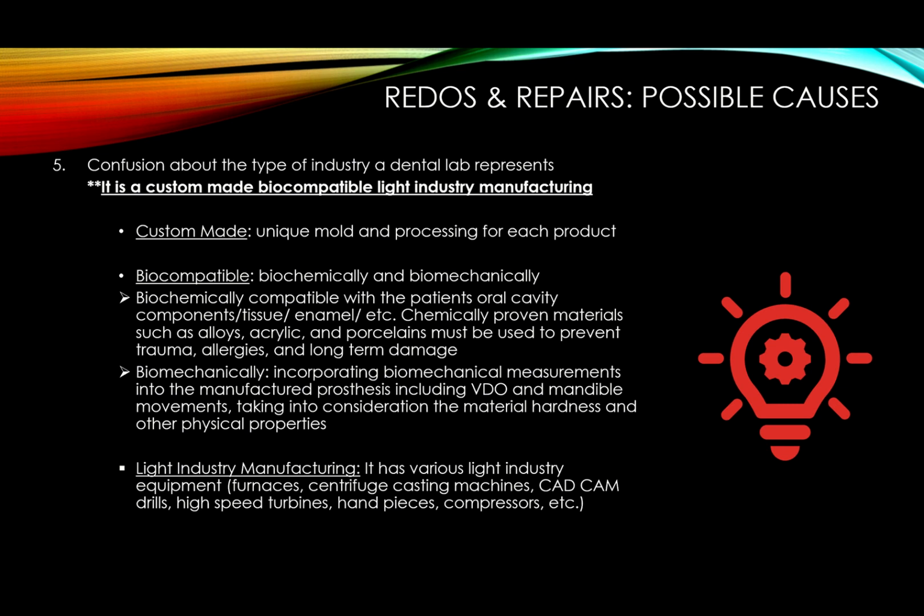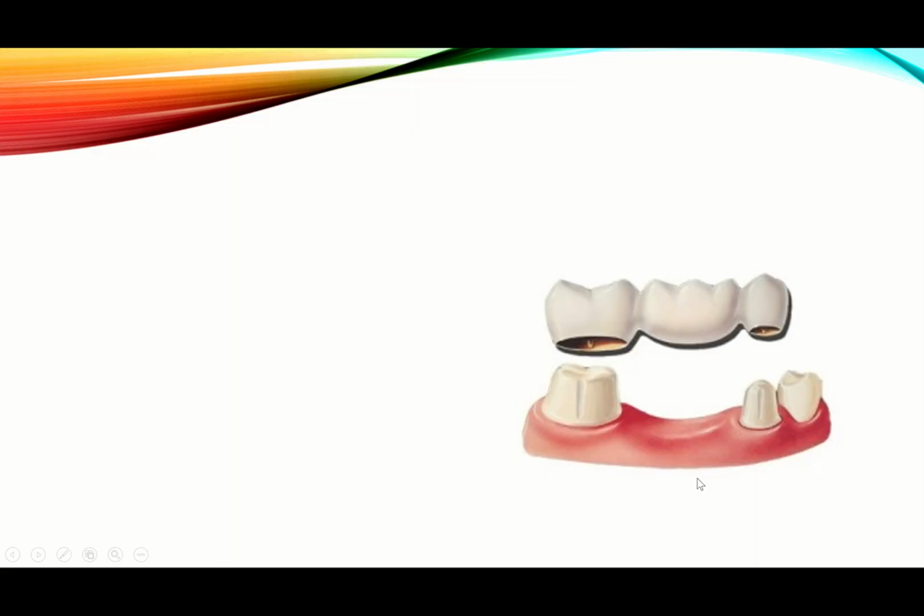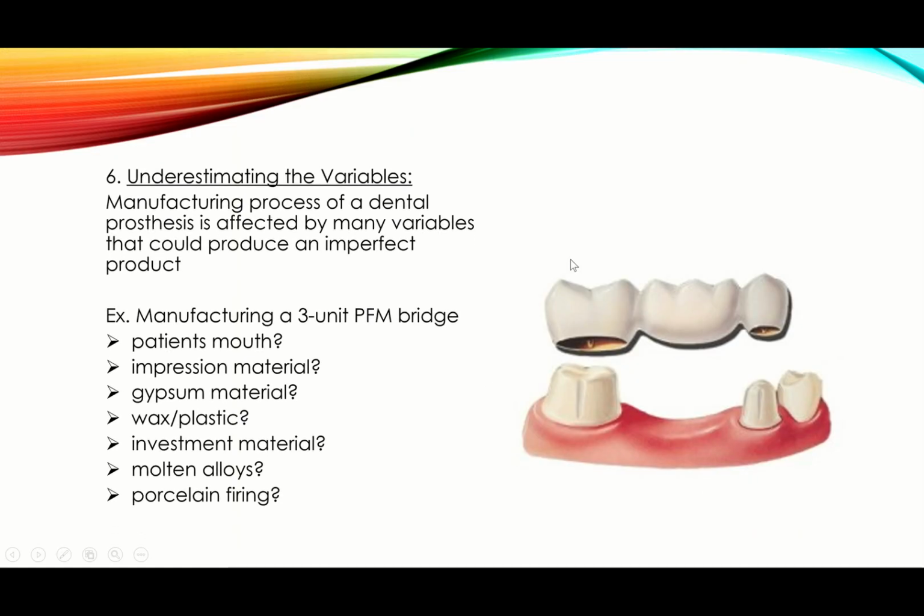In light industry manufacturing, we said that in an industry there is always a chance of repeat and redo. So let's take this as an example. Say that this is a conventional porcelain fused to metal, done the conventional way. No CAD/CAM, nothing. Just wax up, casting, opaque, build up your porcelain, finish it up, give it to the doctor. Let's understand the variables.